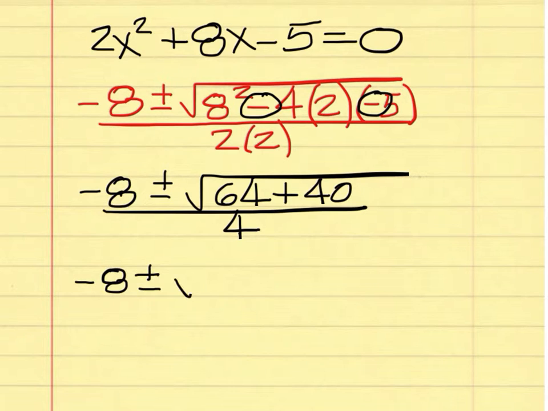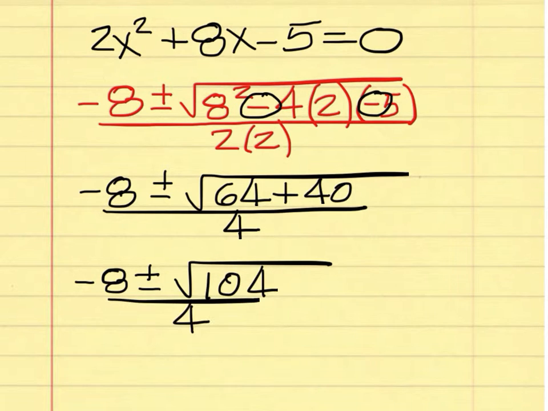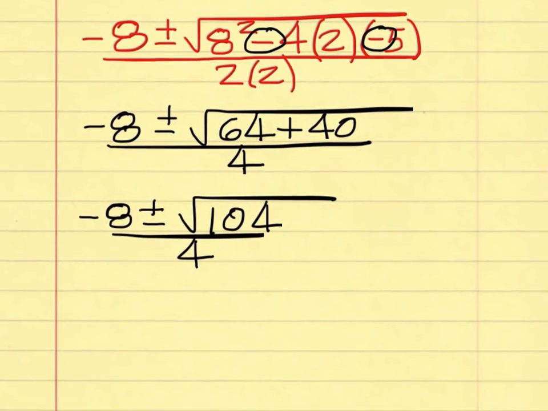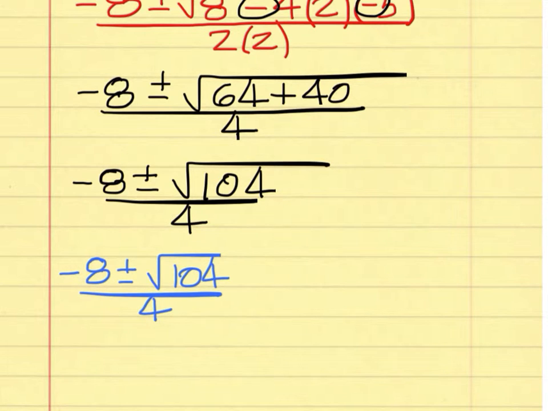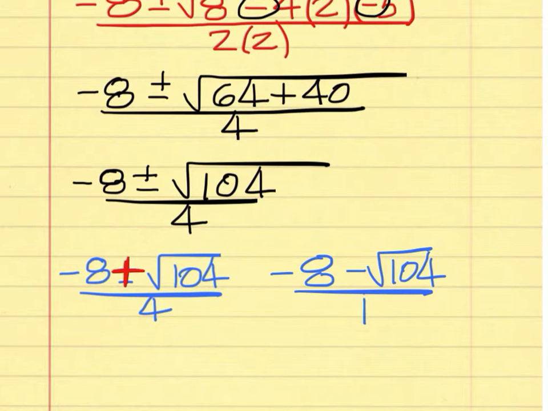So if you simplify again, you'll have 104 under the square root sign. 104 is not a perfect square. So what you have to do is you still break it up into two problems, like this. Alright, so over here this is really a plus sign, and on the right hand side over here -8 minus the square root of 104 over 4.